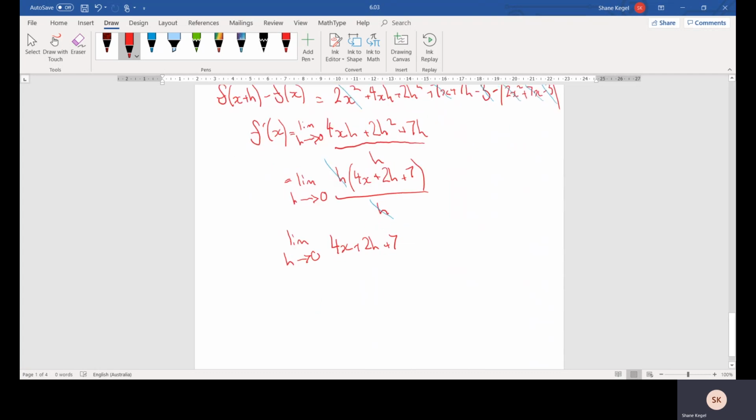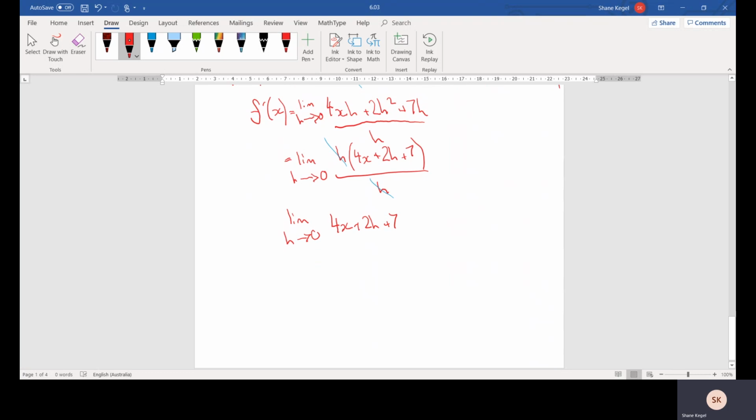And at this point is when I set my h to be 0. So I'm finding the limit as h approaches 0. So essentially when h is 0, or when there is no height, basically I'm at my point, what is the gradient? So let's have a look. Subbing in, I now sub h is 0 in here, so I've got my gradient function, therefore, equals 4x plus 2, replace h with 0, plus 7, which just equals 4x plus 7. And that is my gradient function.